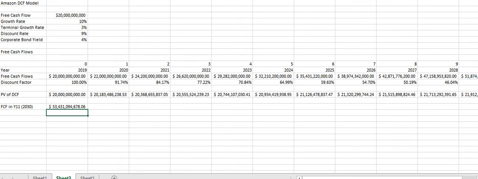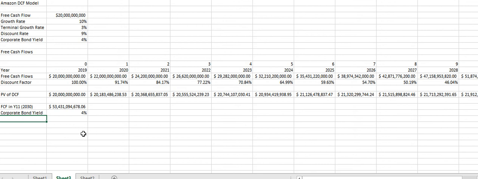So it'll be 53 billion, okay? And then here's where the corporate bond yield comes into play. So we're going to take that, again, that corporate bond yield. In this case, it was 4%.